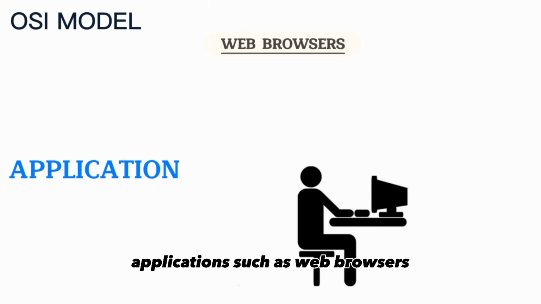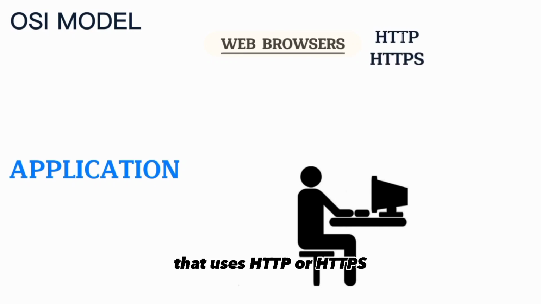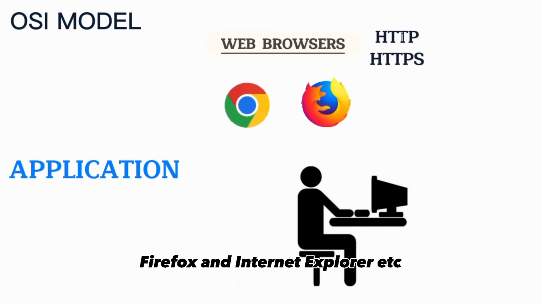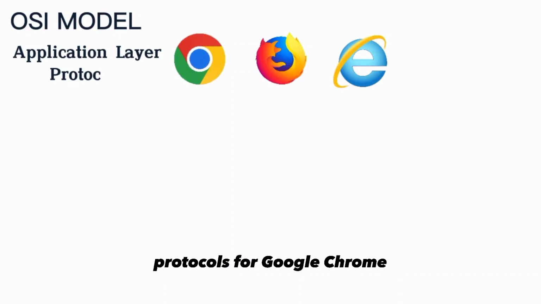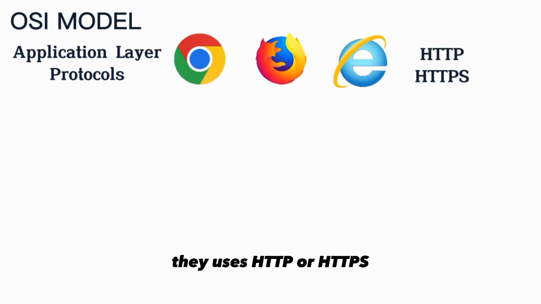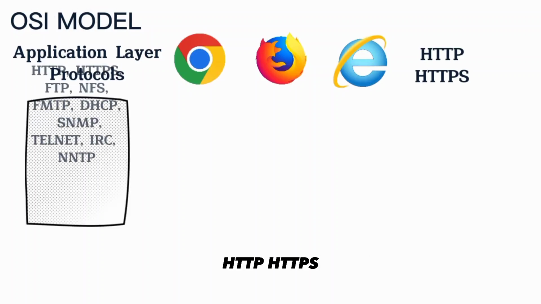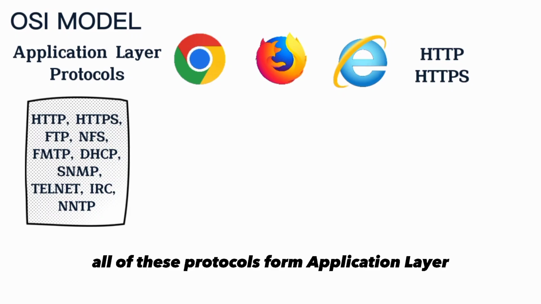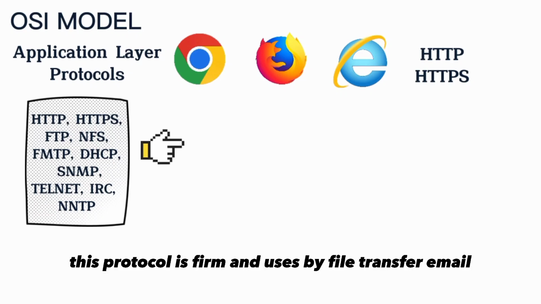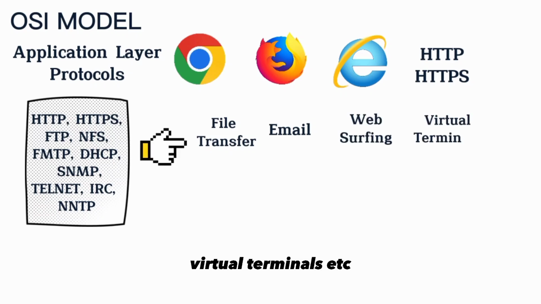Applications such as web browsers that use HTTP or HTTPS, for example Google Chrome, Firefox, and Internet Explorer, use application layer protocols. HTTP, HTTPS, FTP, NFS, SMTP, DHCP, SNMP, Telnet, IRC, NNTP. All of these protocols form the application layer. These protocols serve end users for file transfer, email, web surfing, virtual terminals, etc.